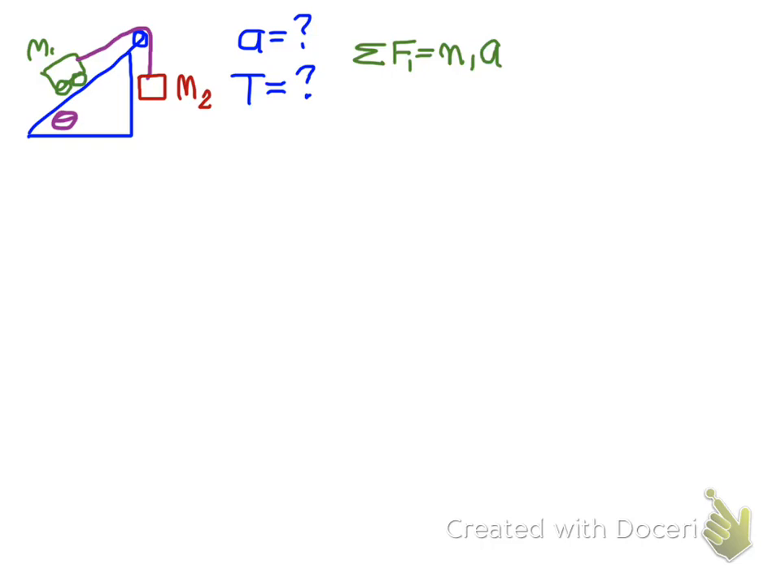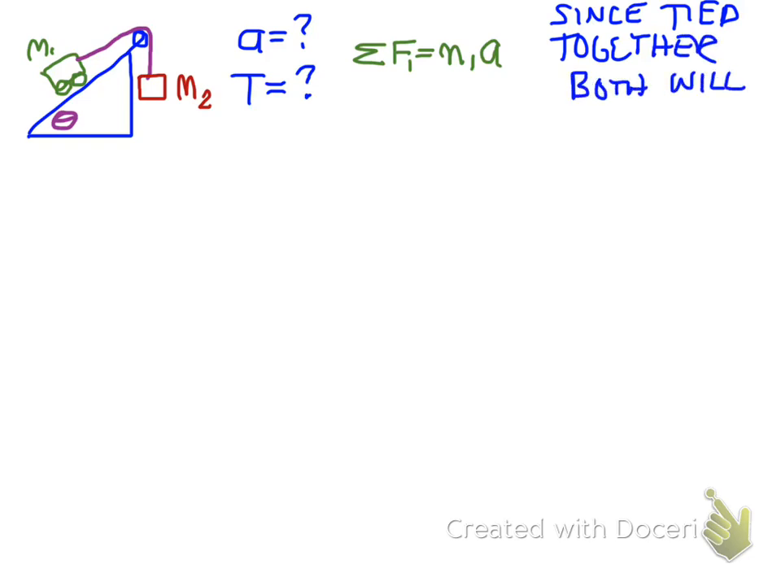Well, since we want acceleration, we're going to start with Newton's second law. The sum of the forces on object 1 is mass 1 times its acceleration. And since both of the objects are tied together, they're going to have the same acceleration throughout the motion.